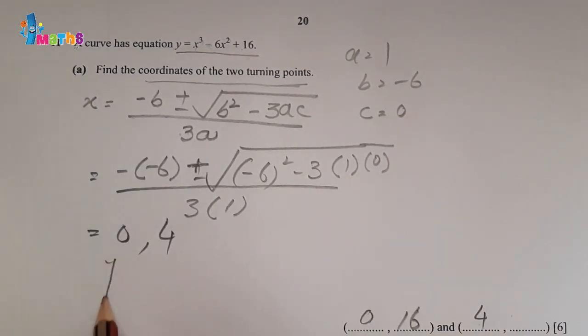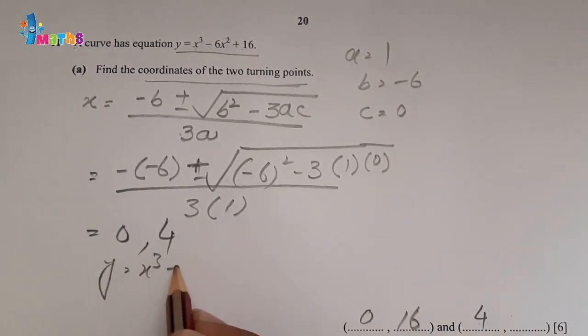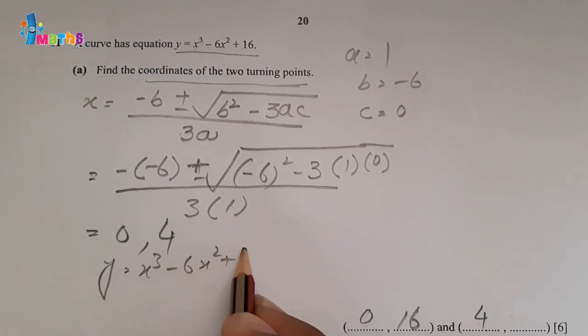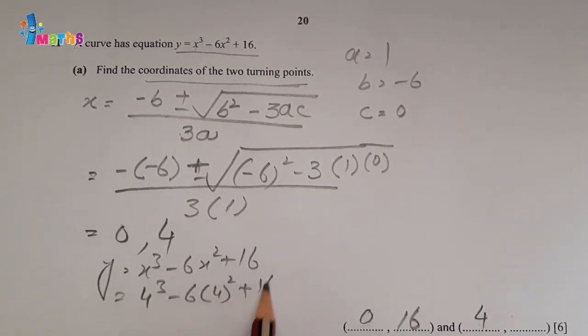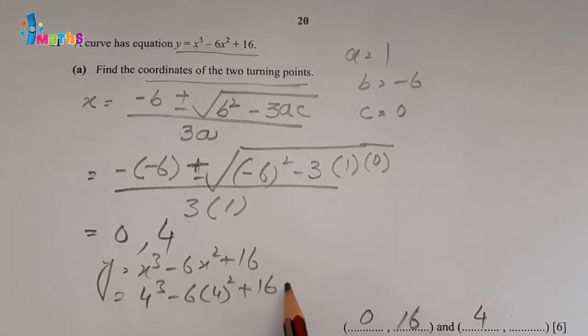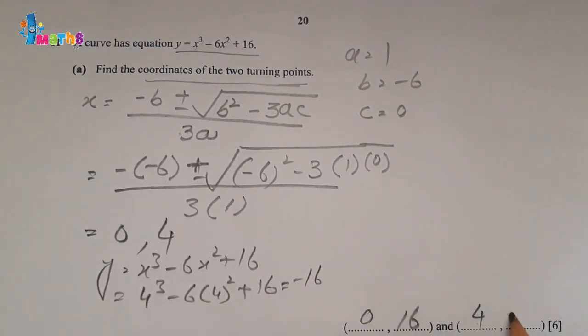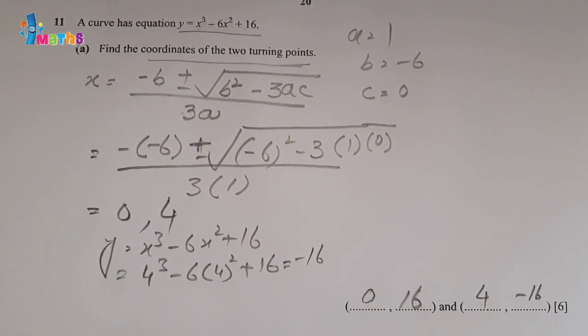Okay, I will replace for you. Y is equal to x cube minus 6x square plus 16. So if we replace 4 cube minus 6 into 4 square plus 16, you will get minus 16. This minus 16 value we can write over here.